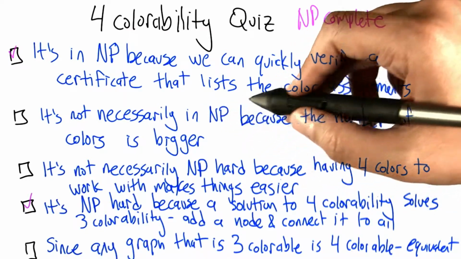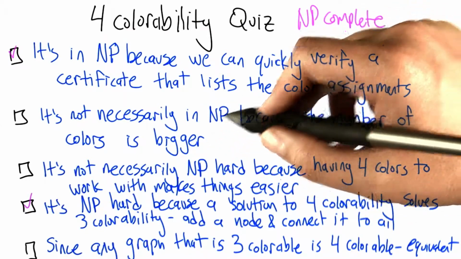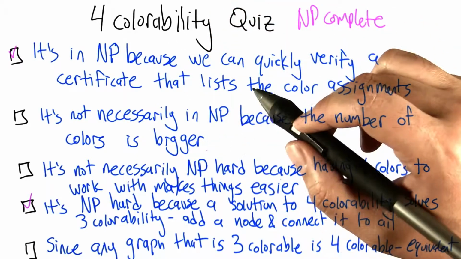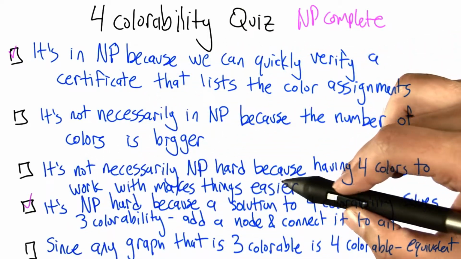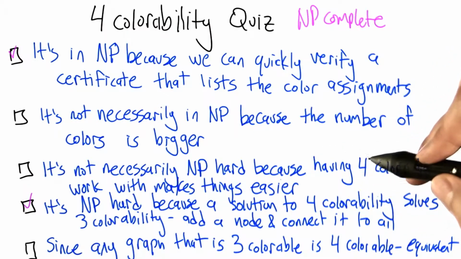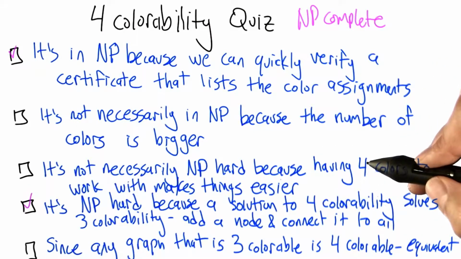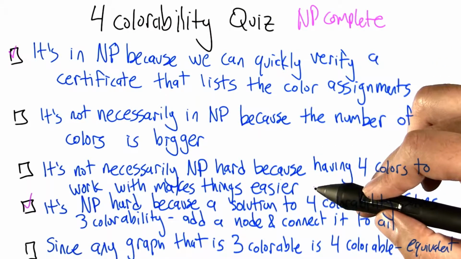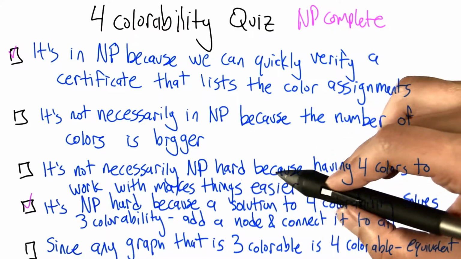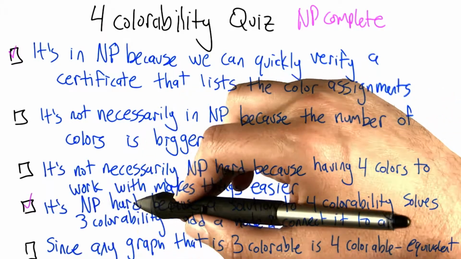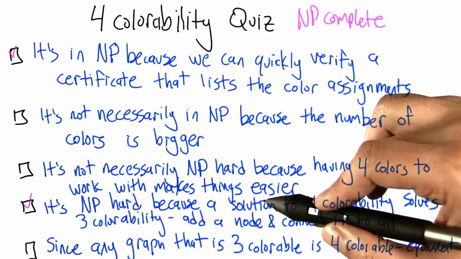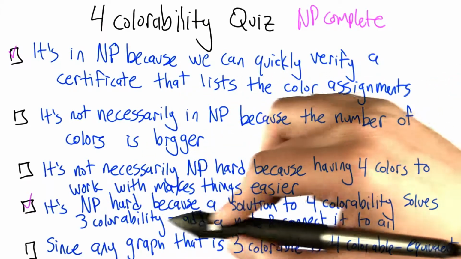It's not necessarily in NP because the number of colors is bigger. Well, no, the first argument is the correct one. It's not necessarily NP hard because having 4 colors to work with makes things easier. That is kind of true. 4 colors does give you a little bit more slack, and there's things that you can 4 color that you can't 3 color. But this argument is less compelling than the next argument that says that it is NP hard, and the reason for that is because a solution to 4 colorability solves 3 colorability.